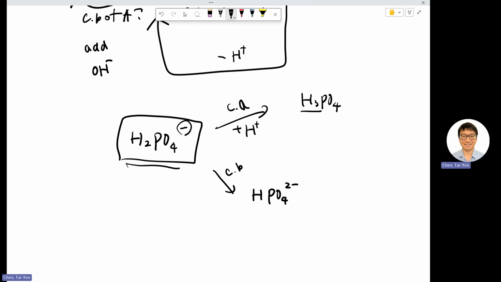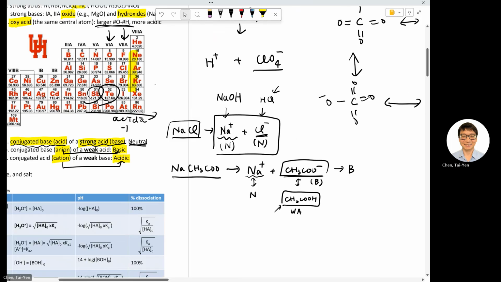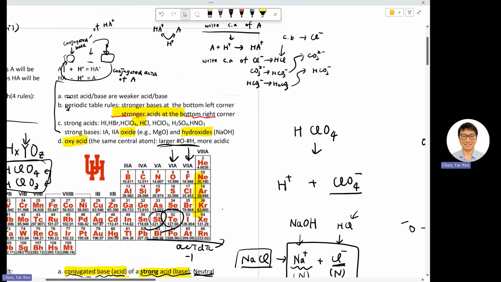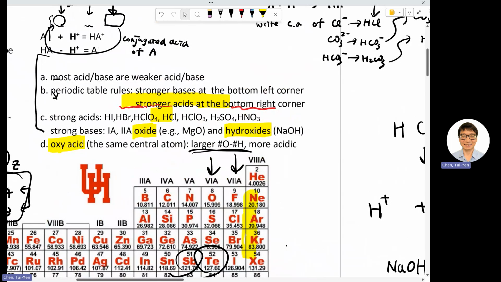That's the first important concept we need to learn. Everybody's fine with all this? Good. The other very important thing we talked about in the previous lecture is that we need to know the strength of acids and bases, which one is stronger and which one is weak. We talked about the 4 principles. Most of the substances you see are weak acids or weak bases. That's rule number 1.